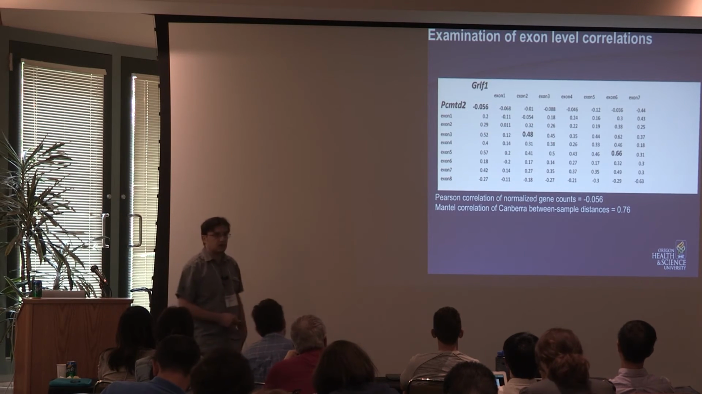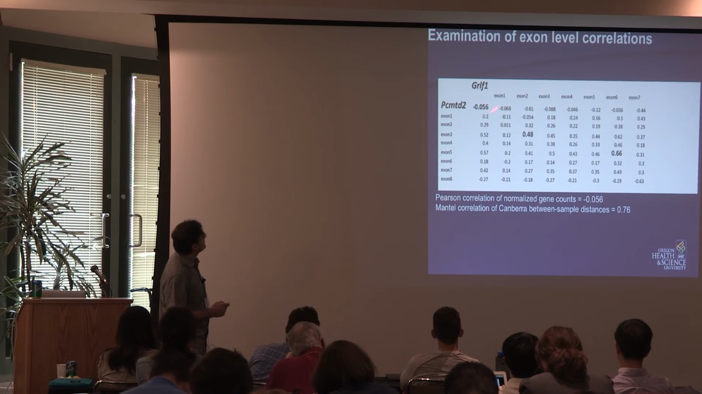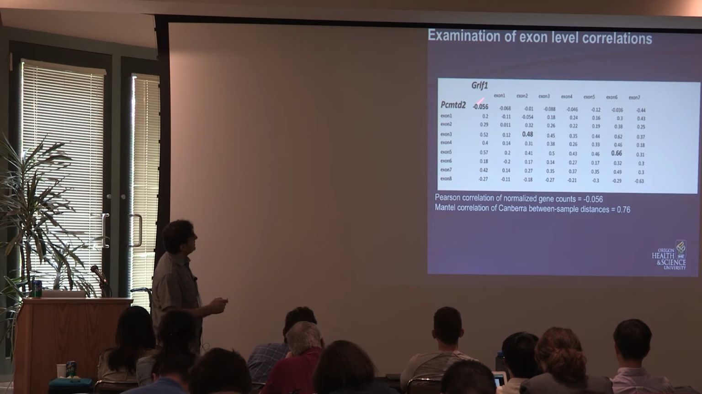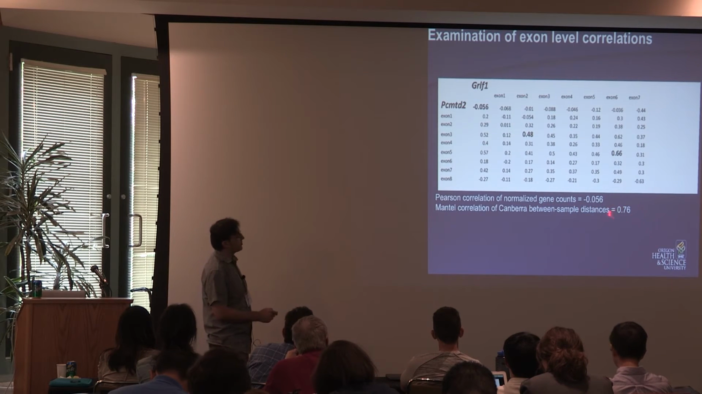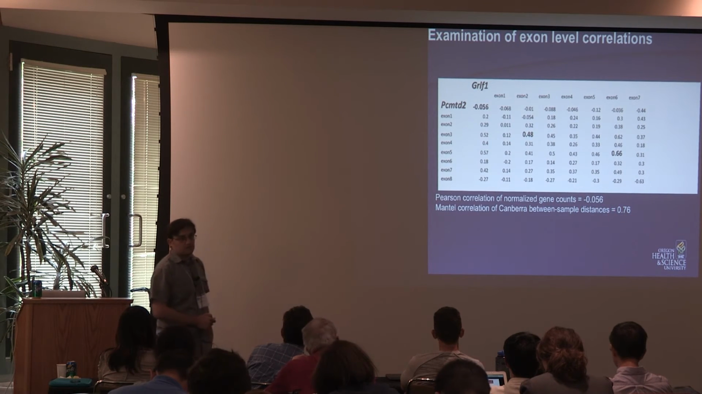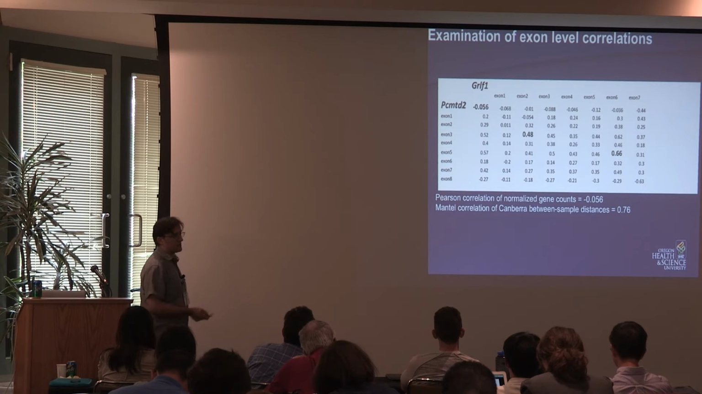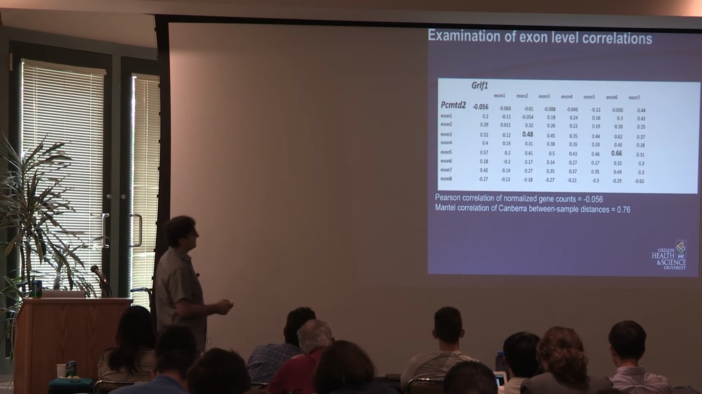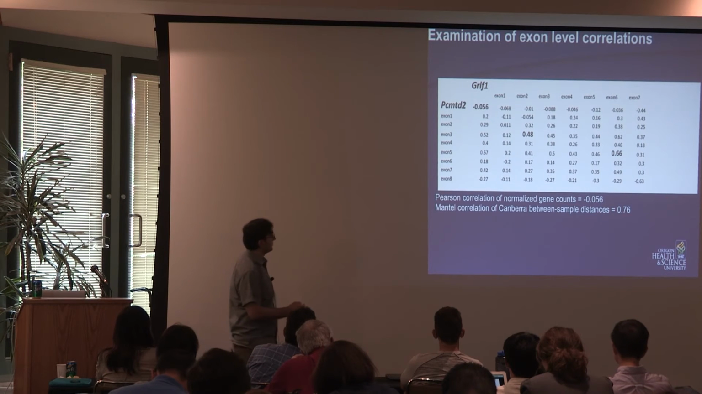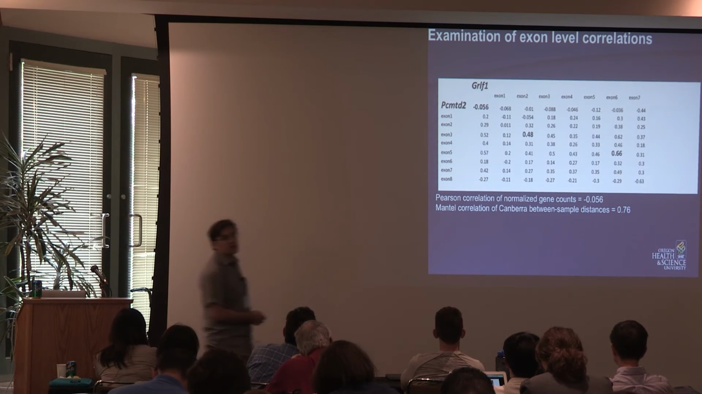So back to our two good friends here. The Pearson correlation between the gene expression levels is insignificant, but the Mantel correlation on the Canberra between sample distances is 0.76. And there are numerous examples of genes that have this kind of behavior.